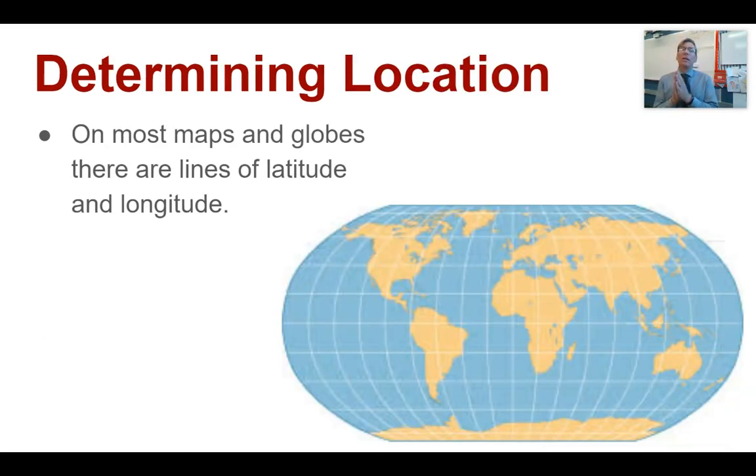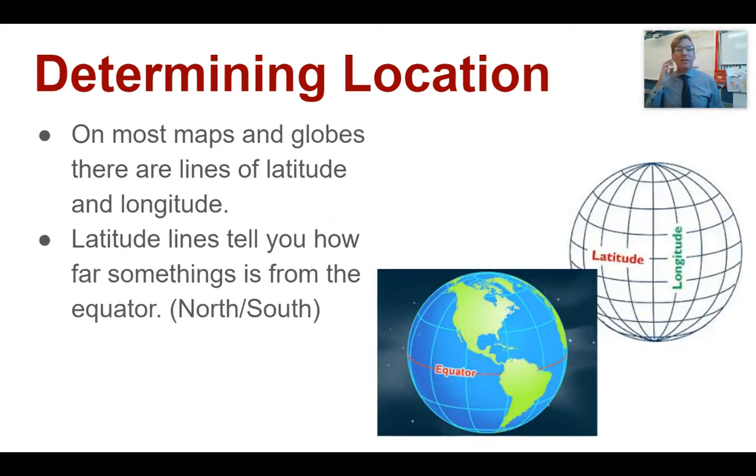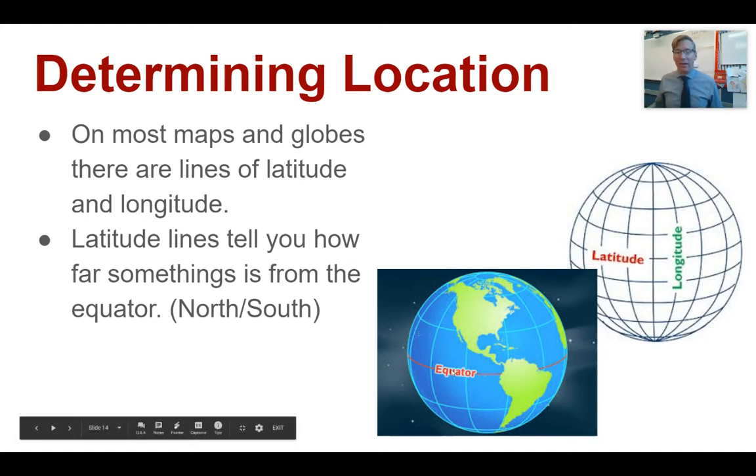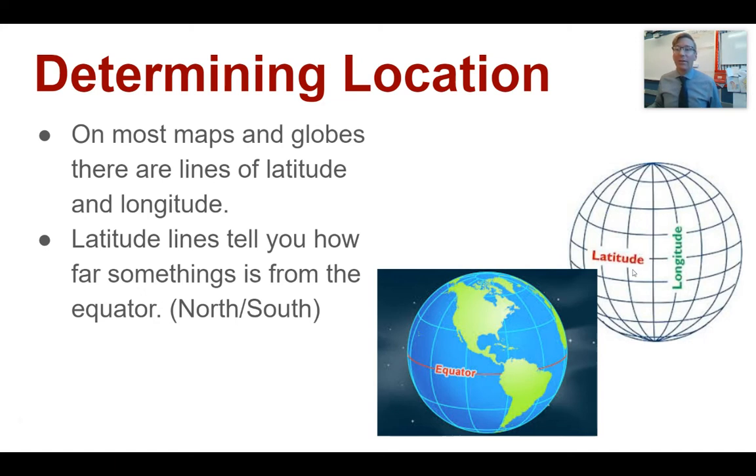All right, so determining location on a map. Most maps, and globes too, include lines of latitude and longitude. Lines of latitude tell you how far north or south something is of the equator. So we have this center line, the equator, and as you go north and south of it, there are other lines that will tell you how far north and how far south you are.